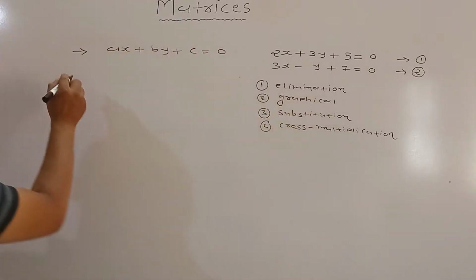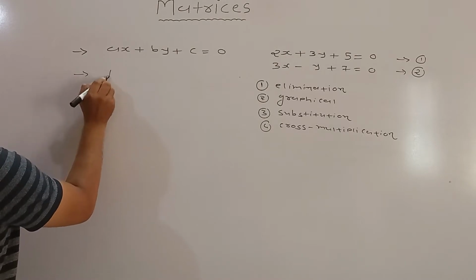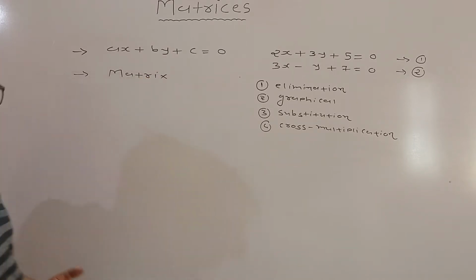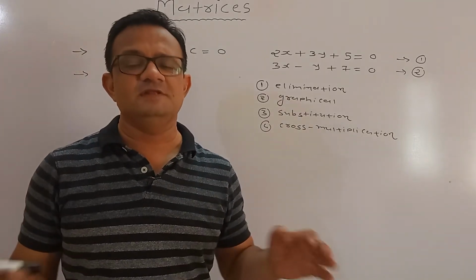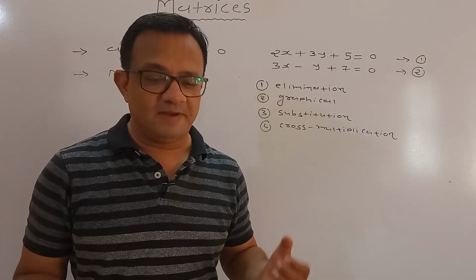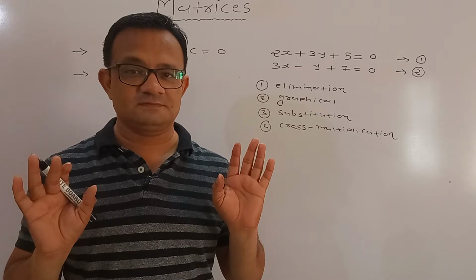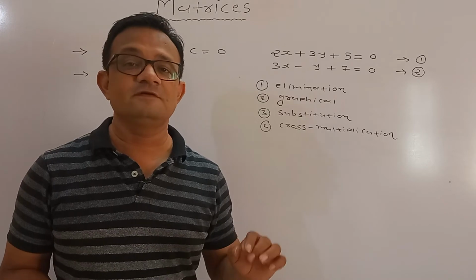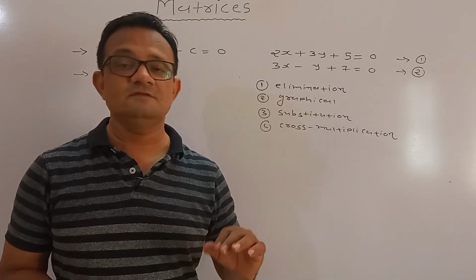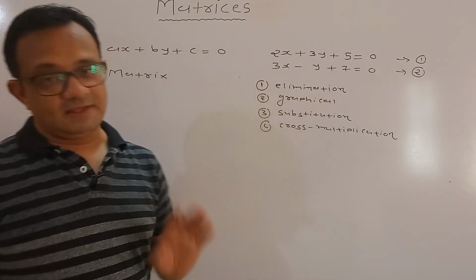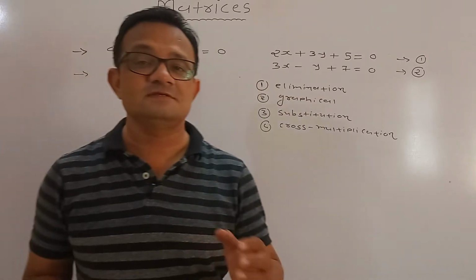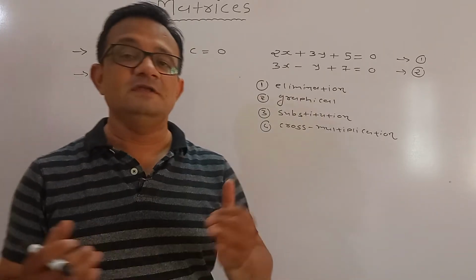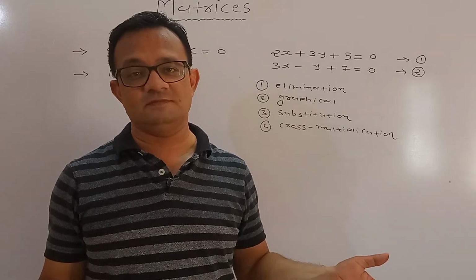Now, matrix. A simple definition of matrix, in a simple way: what is a matrix? A matrix is an arrangement. The matrix is an arrangement of real numbers in form of rows and columns. I repeat again: what is a matrix? The matrix is an arrangement of real numbers in form of rows and columns. Very easy, a simple way.